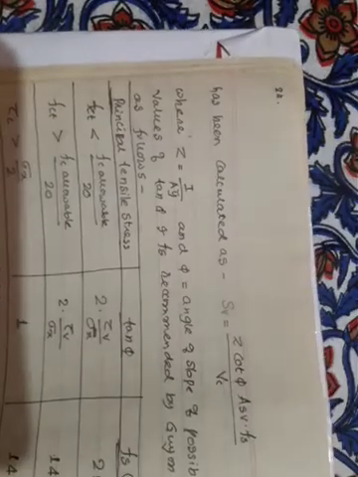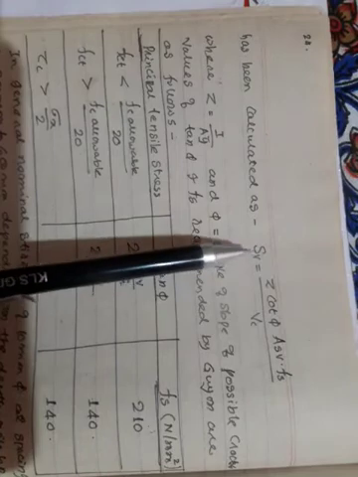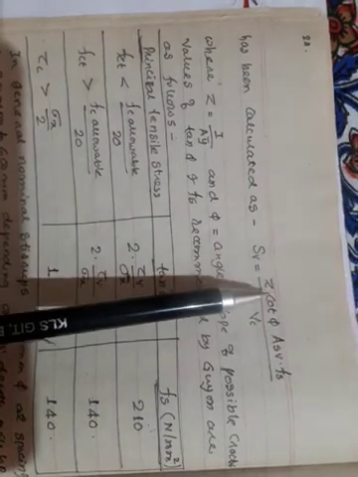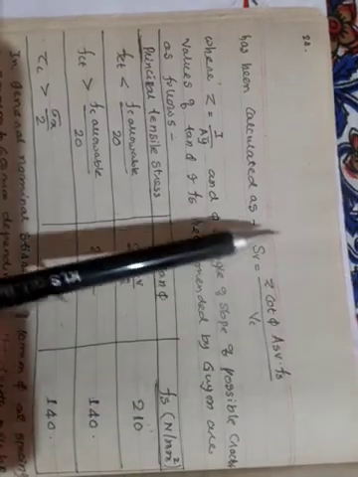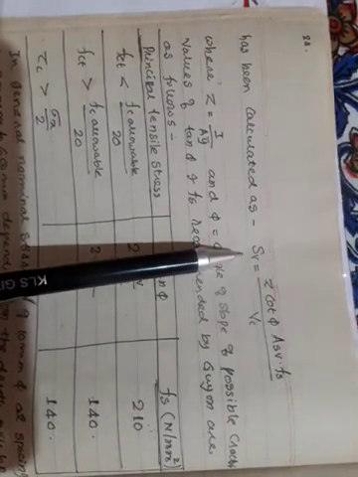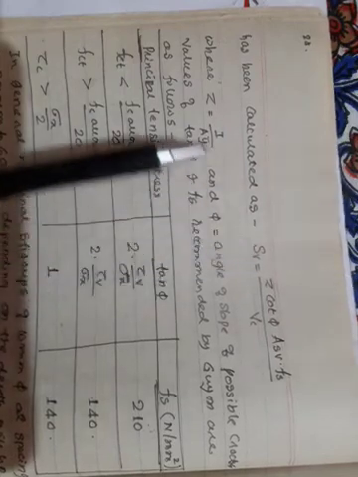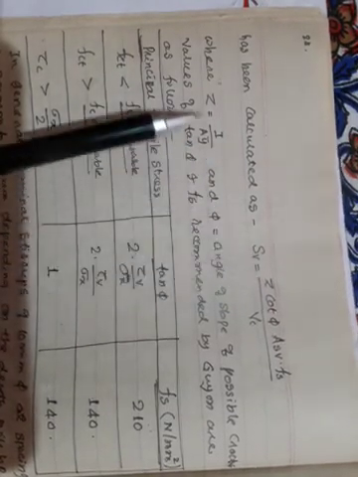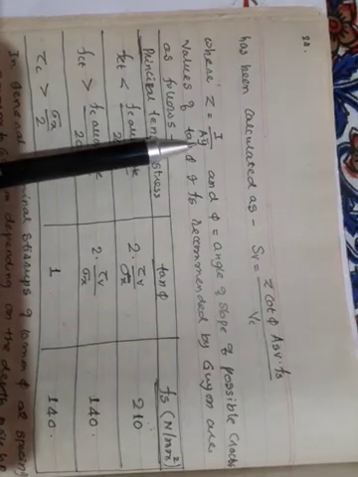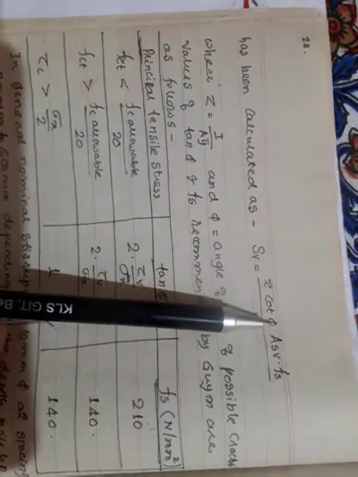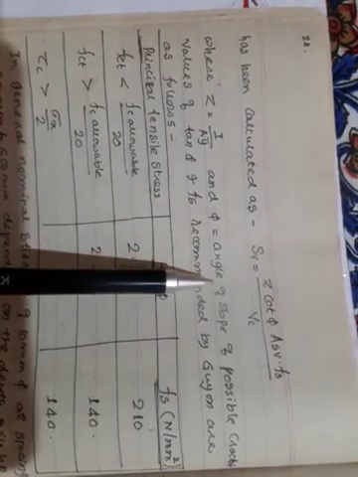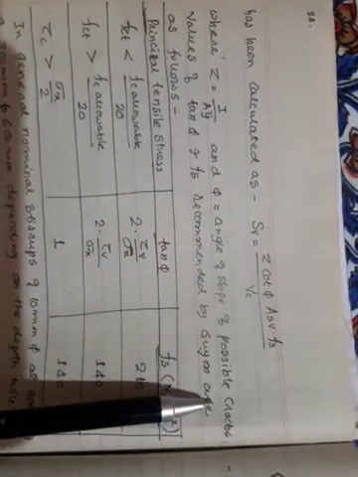According to Guyon, the spacing SV can be calculated by one equation: Z cot phi ASV Fs by Vc. This is the equation by which I can calculate the spacing according to Guyon. Here Z is I by Ay bar, and Ay bar you also know. Phi means the angle of slope of the possible crack, and we need cot phi.